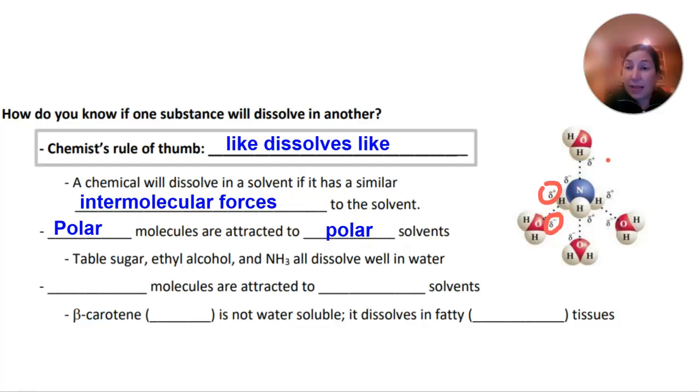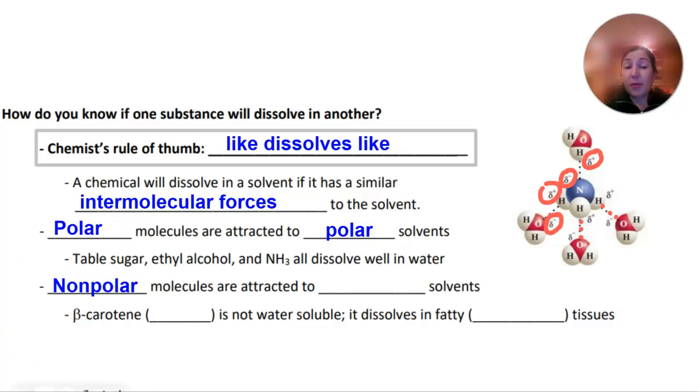And the same is true for the slightly negative part of the ammonia. That will be attracted to the slightly positive part on water. And so we'll have positives attracted to negatives from the ammonia to the water molecules. And that will help them dissolve. So in polar substances, the partially negative portions of one molecule are attracted to the partially positive portions of the other.